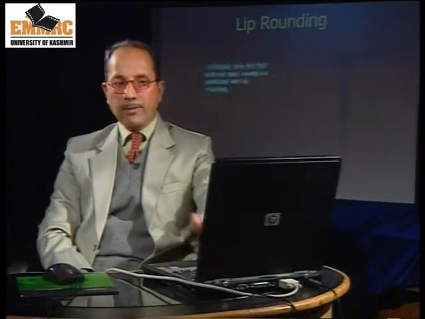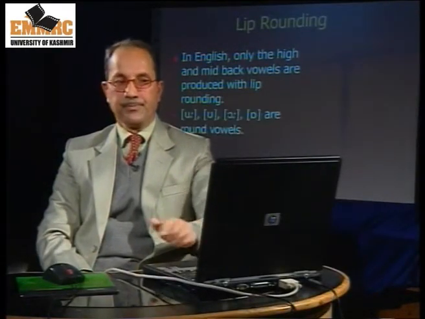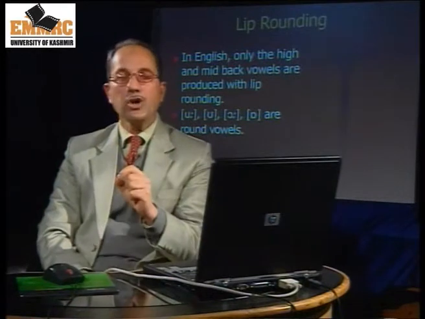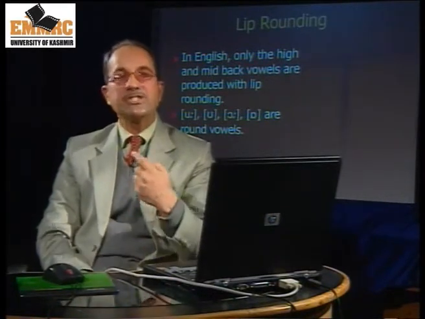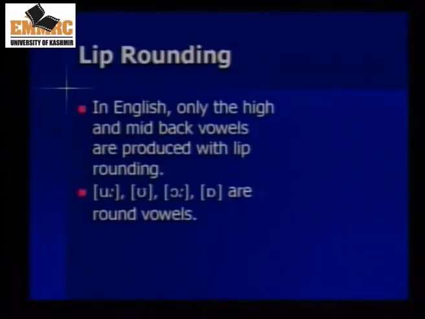o. Now lip rounding. I mentioned earlier that there are some vowels where lip rounding plays a very important role. What do we mean by lip rounding? Lip rounding means in the production of some vowels, the lips get a rounded shape. Oo is more rounded than aw.